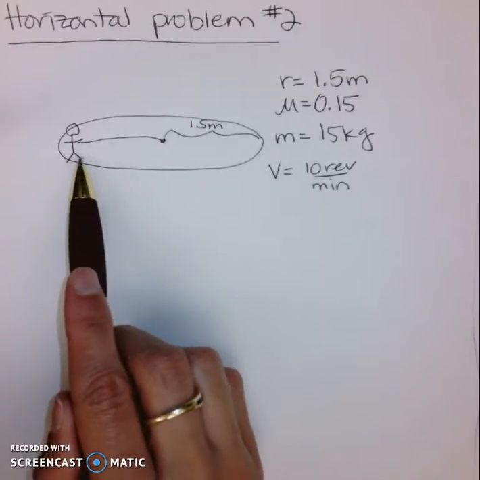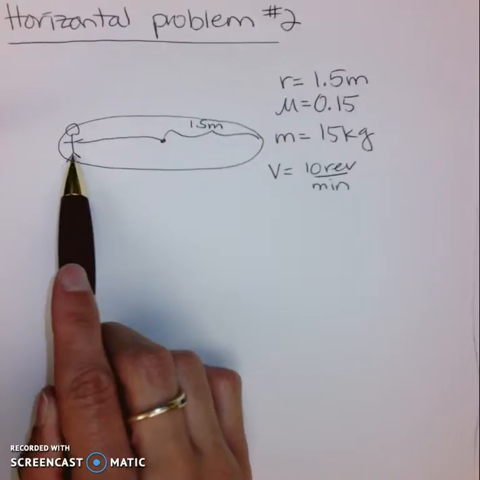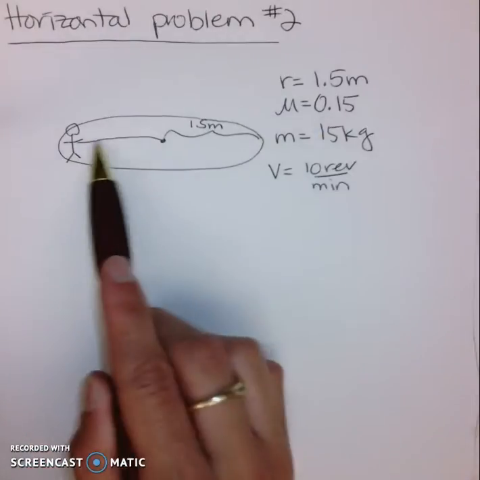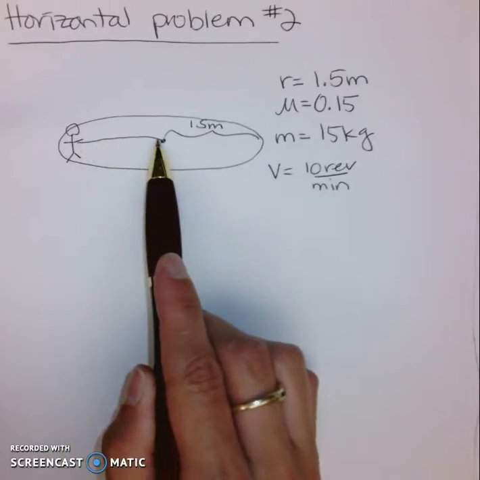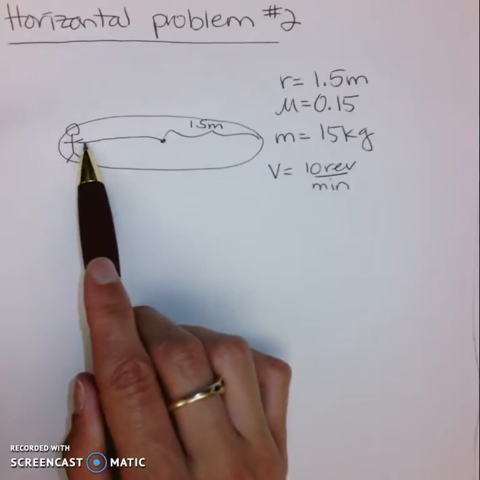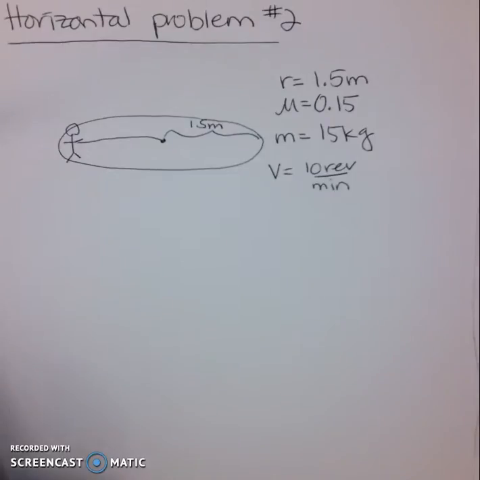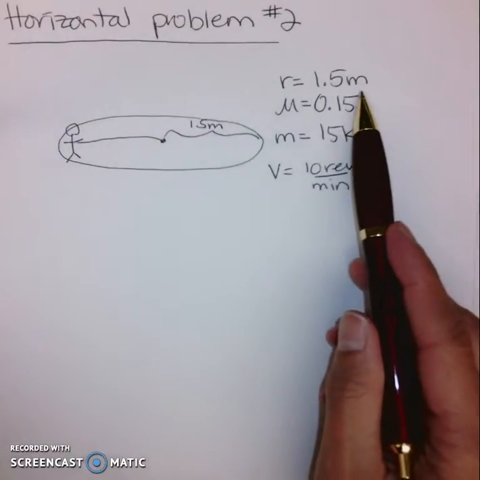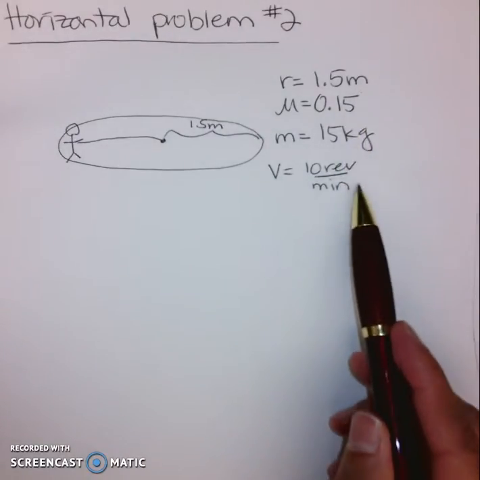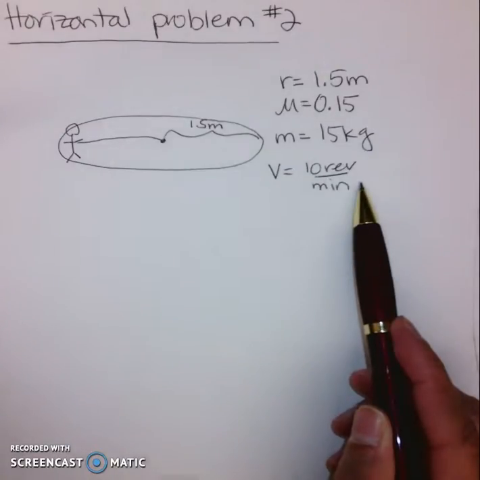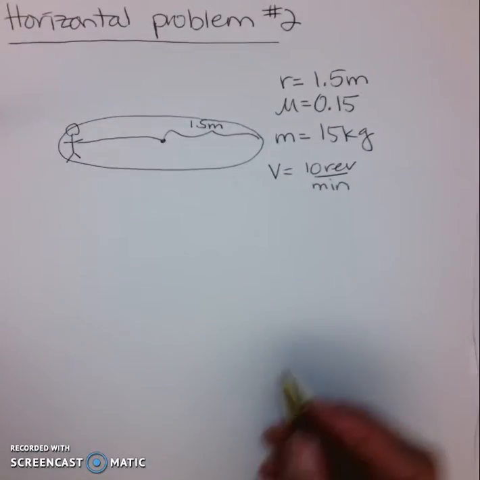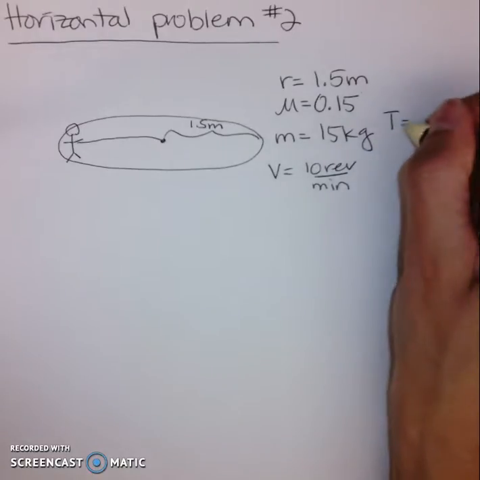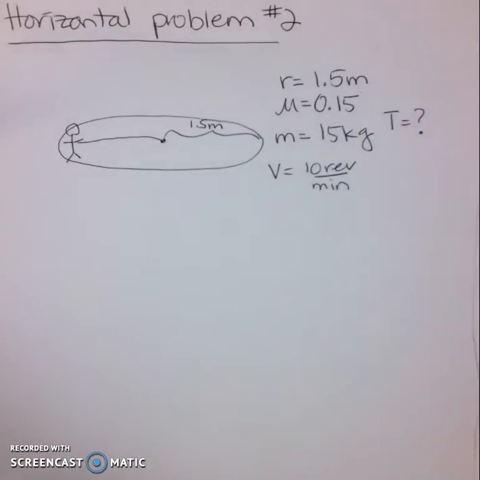And on this particular ride, they sit down, and so friction is involved because I have a coefficient of friction, but there's also a rope for them to hold on to, which means that the arms can apply a tension in the rope. Okay. The radius of the ride is 1.5 meters and the speed of the ride is 10 revolutions per minute. Okay? And I want to know what the tension in the arms is so that the child does not fall off the ride.